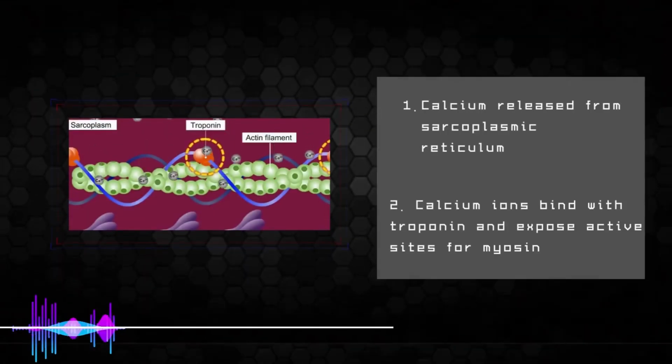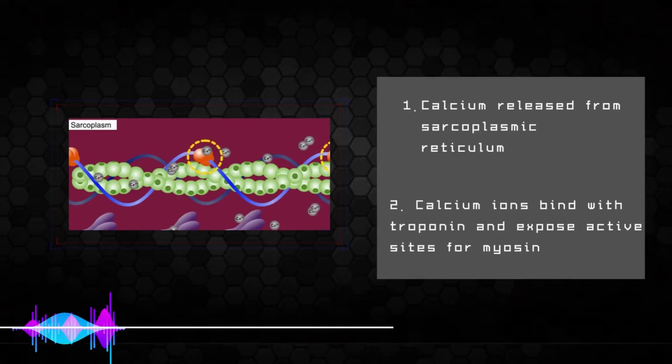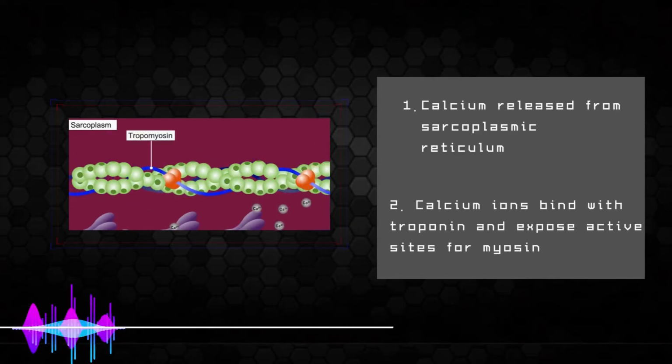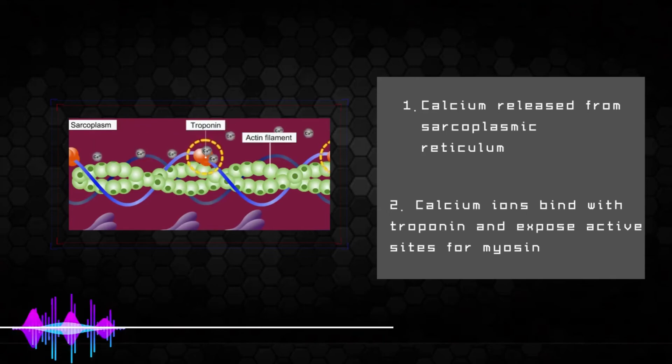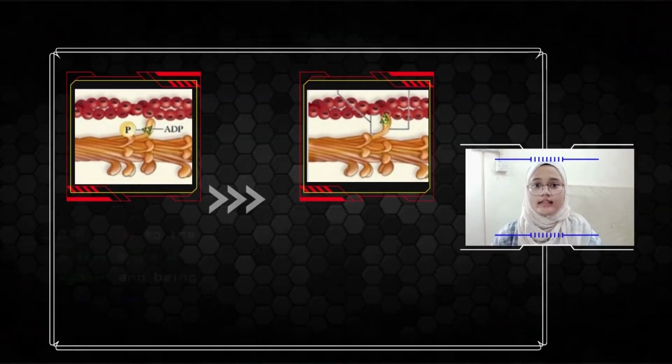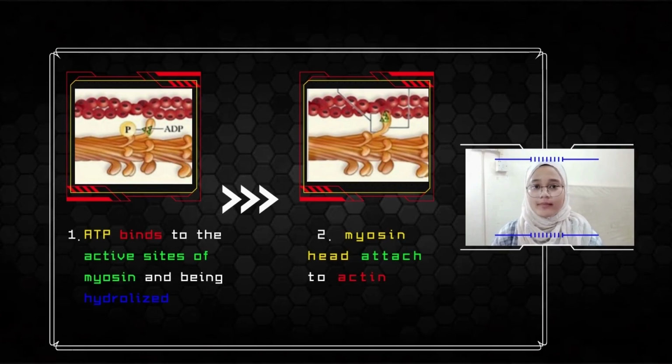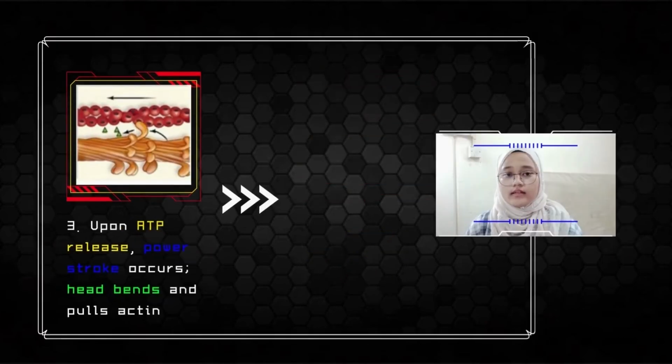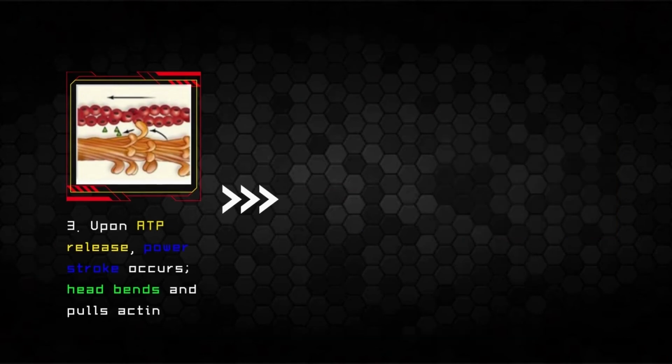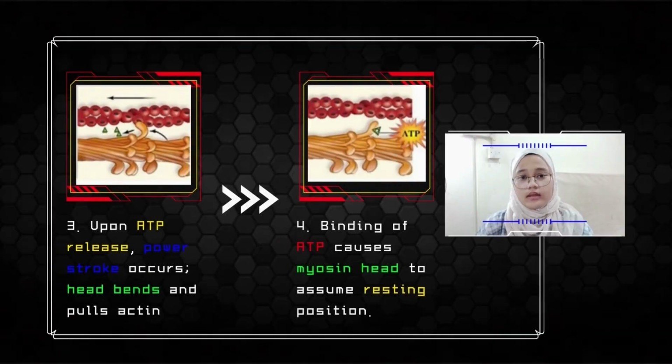Lastly, calcium is released from the sarcoplasmic reticulum, and the calcium ions that are released bind with troponin and expose the active sites for the myosin. When the active sites of myosin have been exposed, ATP binds to it and is hydrolyzed. Then a cross bridge forms and myosin binds to a new position on actin. Phosphate is released and myosin changes conformation, resulting in the power stroke that causes the filaments to slide past each other. When another ATP binds to myosin, the head detaches from actin and the cycle begins again. Although only one myosin head is featured, many heads are active at the same time.